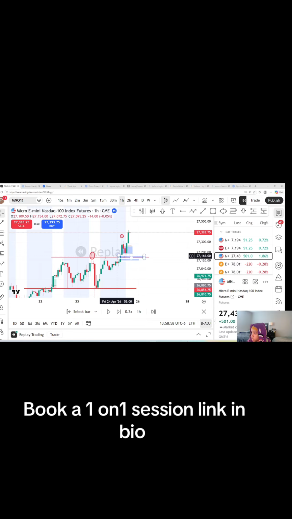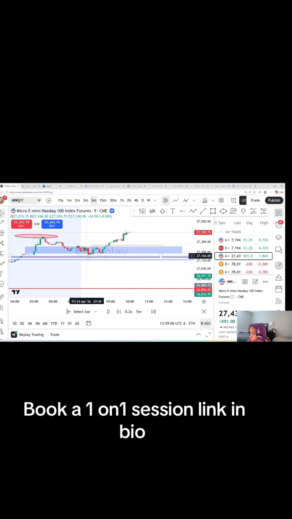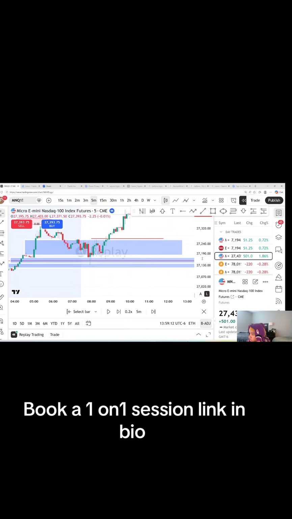So yeah, that was the play you could have taken yesterday. You could have taken it off this low, off of this 15-minute right here when we retraced. You could have taken it off this one right here, this 5-minute when we retraced, or this retrace back up here. You could have taken it off this too. Either of those you could have taken a trade off of. So that was the play yesterday. Like I said, yesterday was a $1,000 day.